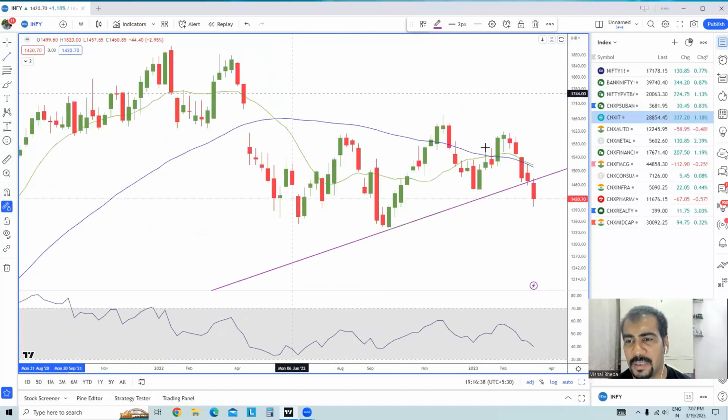And you can also see one thing, this has made a lower high and now it has made a lower low. So this is not good for the medium term. Any movement below this particular low of the candle, sustaining below it for 1 or 2 days, could lead to slightly lower levels in Infosys.